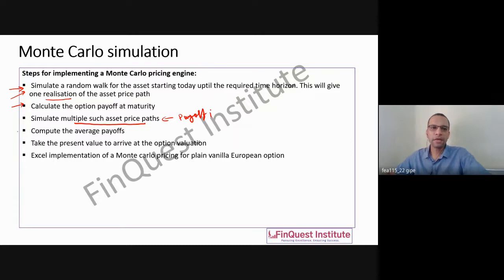Then I compute the average payoff. That is, after I have these individual paths, I'm going to average them together. After averaging, I need to take the present value, because finally I'm interested in the MTM for the option. That's why present valuing of this average payoff is required. And this will give me an option MTM as of that day. So I can use it for a plain vanilla European option. We'll also try to do it for a barrier option as well.